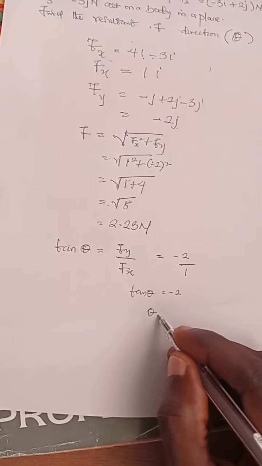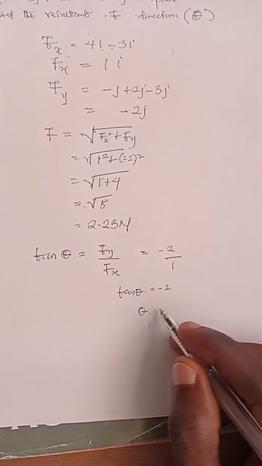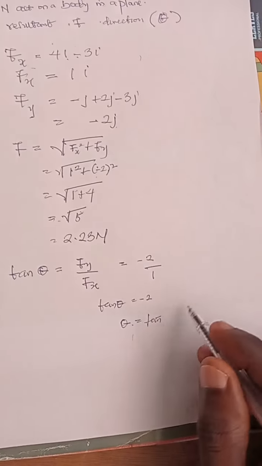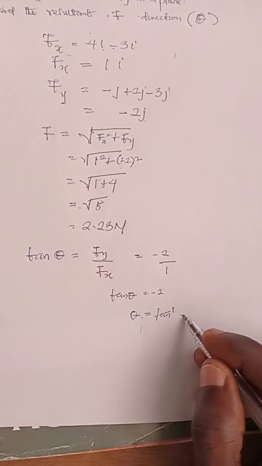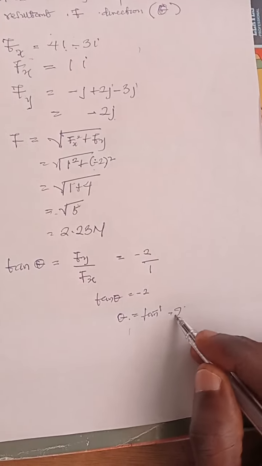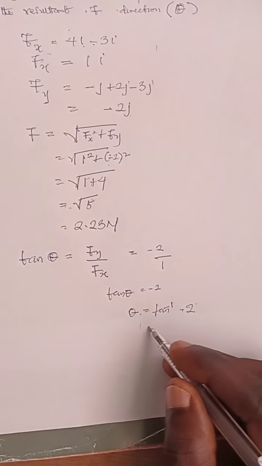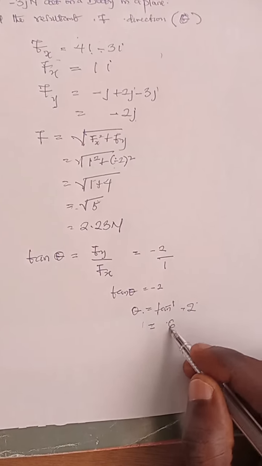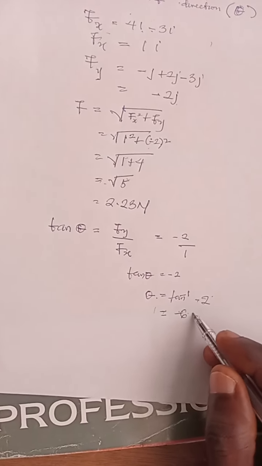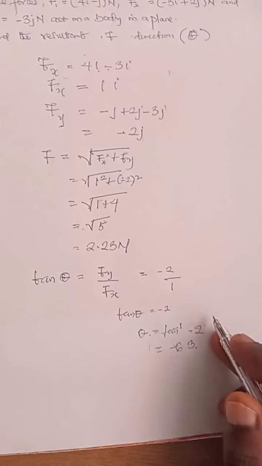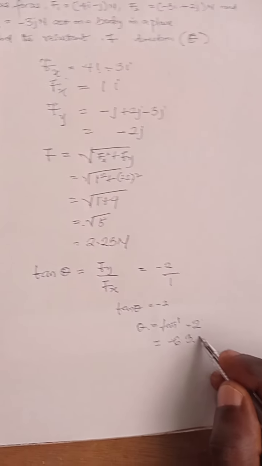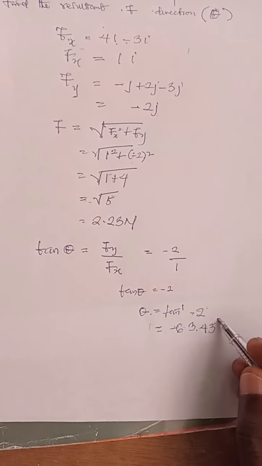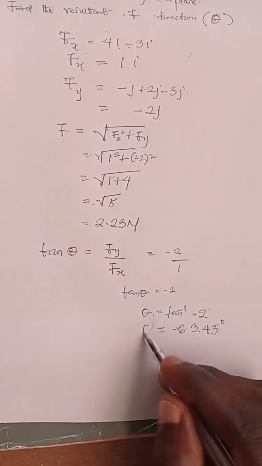So then theta will now be arctan -2. So what do we get there? Find arctan -2. So the answer gave us -63.43 degrees. So that is the theta here.